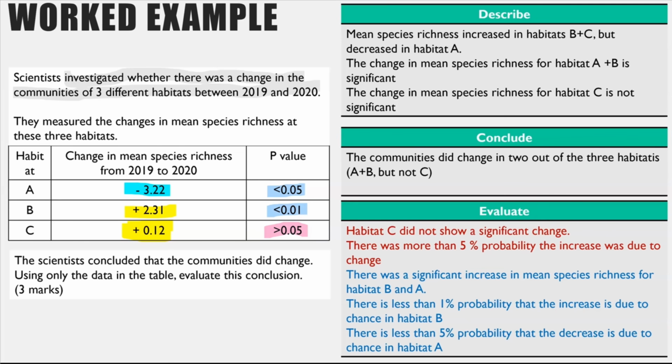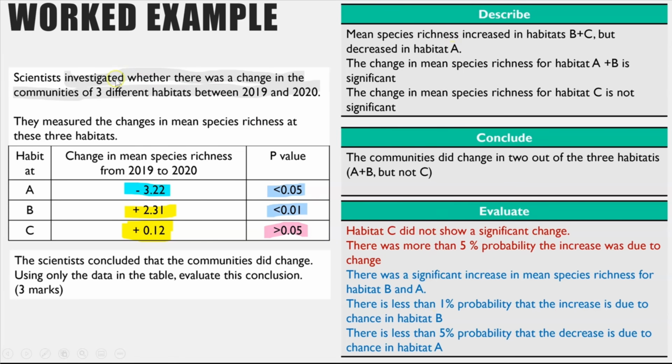Now, the actual exam question linked to this is: the scientists concluded that the communities did change. Using only the data in the table, evaluate this conclusion. Because I've already done all of this, I can just lift this information from the evaluate box, and that would be my 3 marks straight away. That's one of the advantages. It makes answering the questions a lot quicker because you've already done the legwork at the beginning.